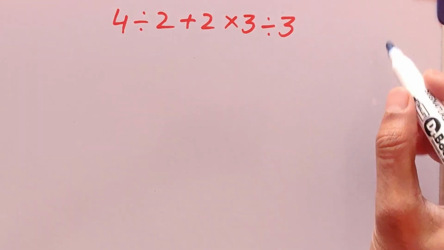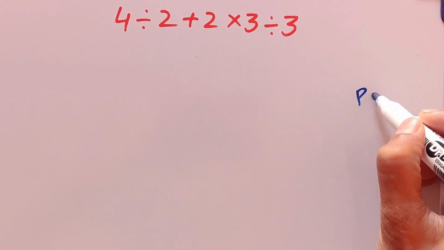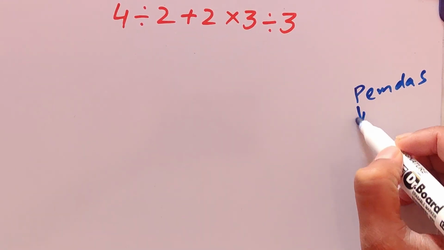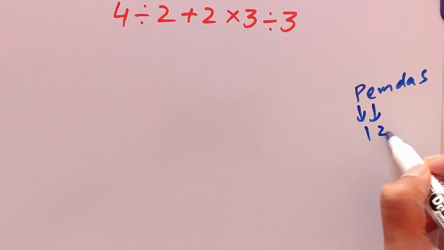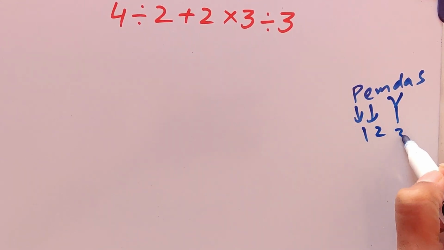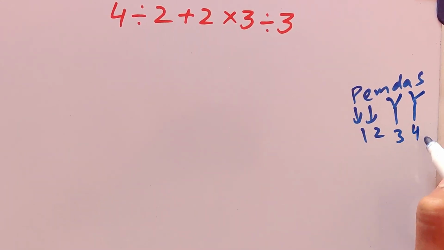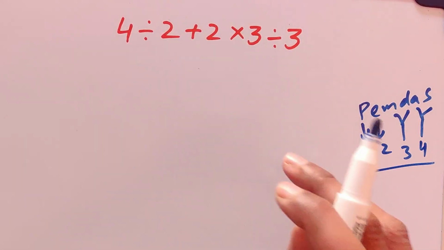So recall PEMDAS, right? Parentheses first, exponents, then multiplication, division, third from left to right, right? So addition and subtraction from left to right, right?